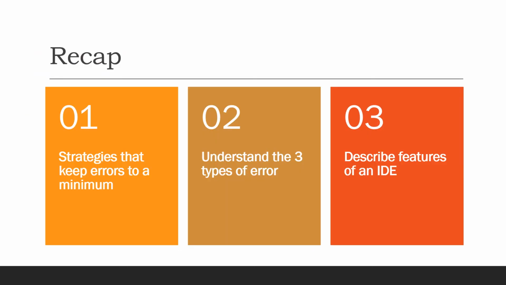So let's just briefly recap what we've been talking about. We've talked about strategies for writing bug-free code. We've talked about the 3 types of error that can occur in your code, and we've described the features of an IDE that will help you to find and fix errors.